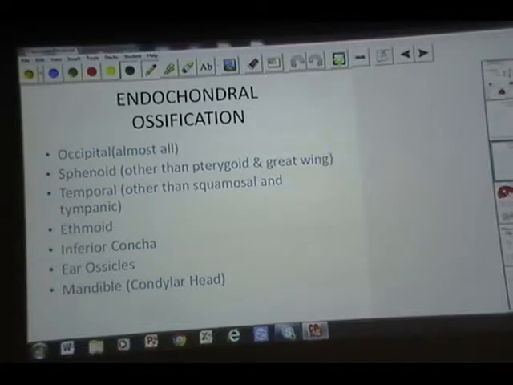Two of them come from Meckel's cartilage, the malleus and the incus. And the third one, the stapes, comes from the second branchial arch, which is associated with also the styloid process of the temporal bone, the facial or second branchial arch. And then the mandible, this condylar head, has an endochondral type relationship up until the full formation, the full growth of the mandible.